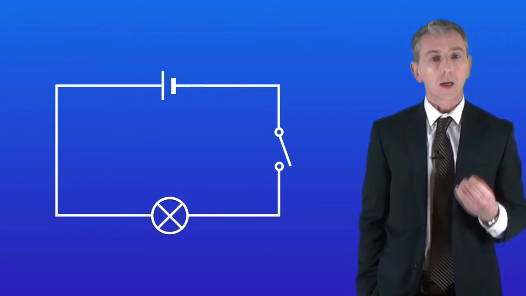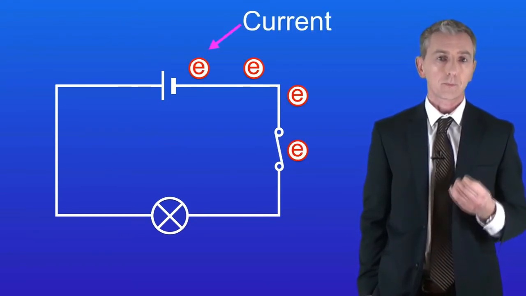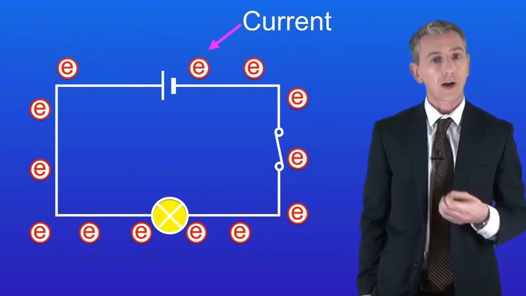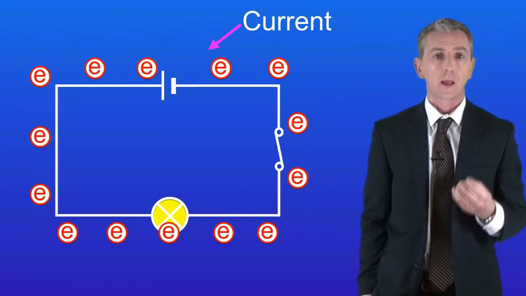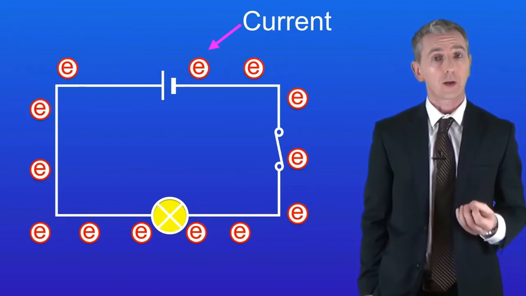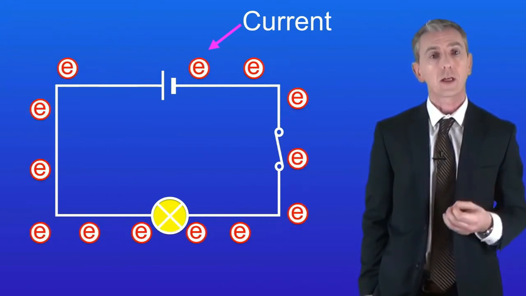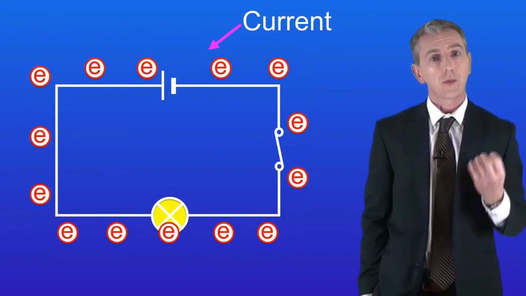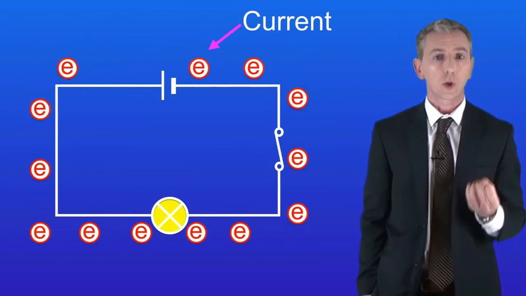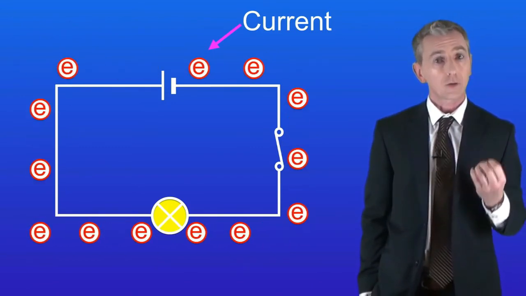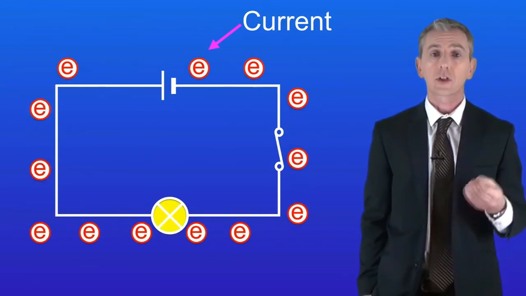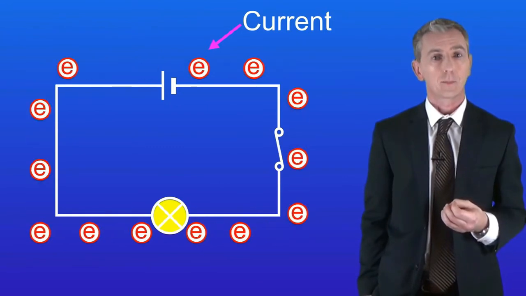So what happens if I close the switch? Well, the cell is pushing out electrons, and these can travel around the circuit like this. Scientists call this flow of electrons the current, and that's really important. The electrons are carrying energy, and they give some of this to the bulb, so the bulb lights up. The electrons make their way back to the cell, where they collect more energy and continue traveling around again.